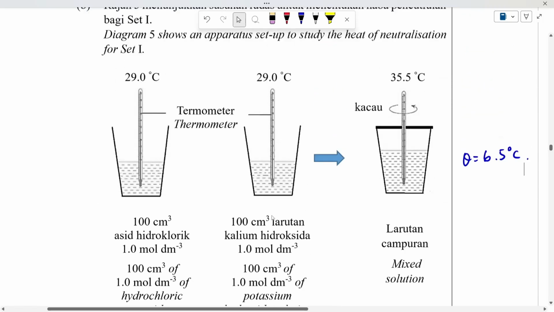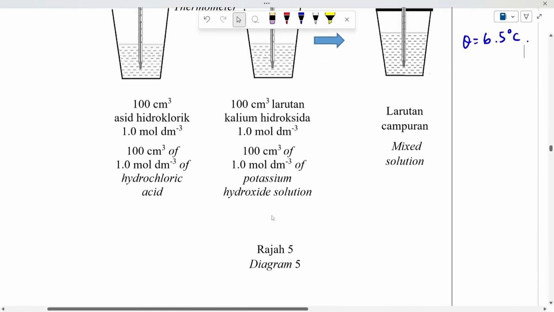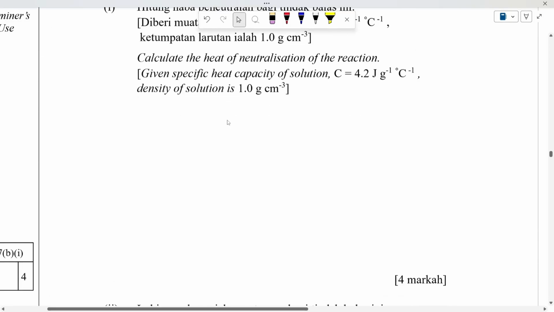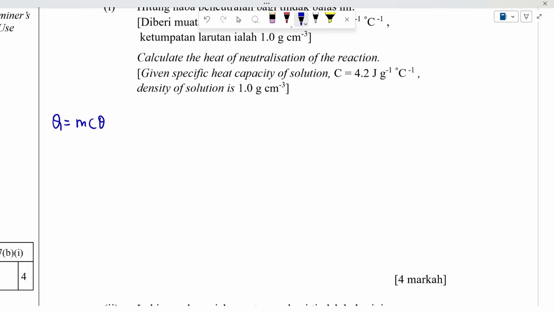So volume and concentration for acid and alkali, they are the same, right? So first, what should we do? We can calculate the Q first, also can. Number of mole also can. Let's say we find the Q first. Q equals mc theta, right? So what is the m?